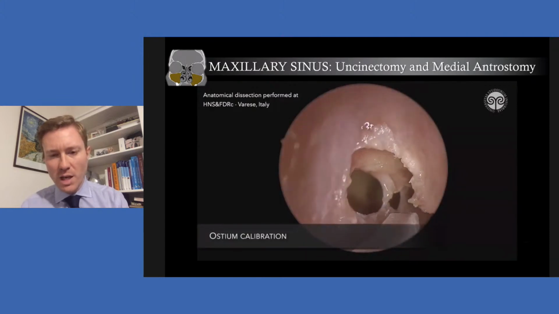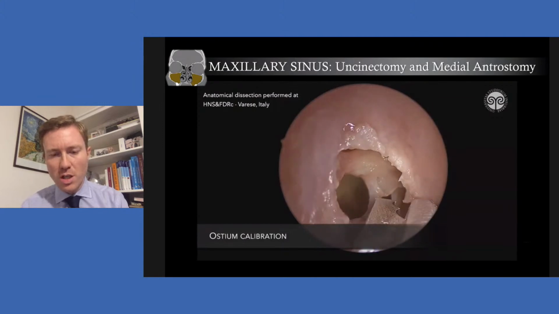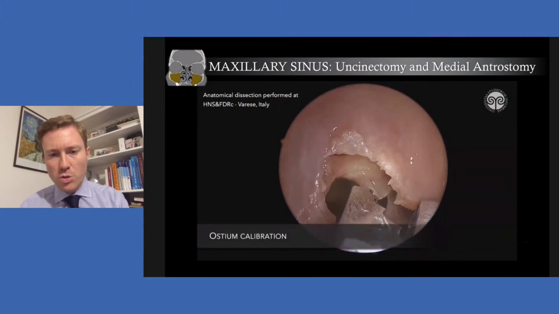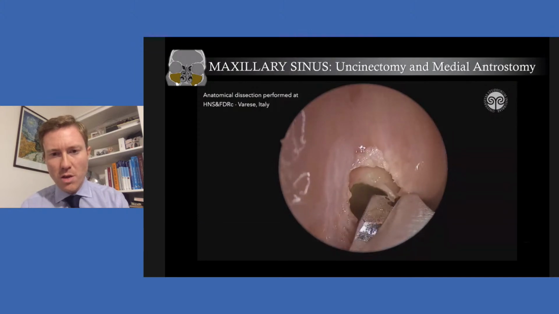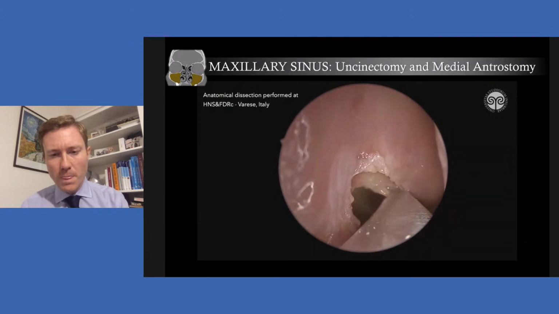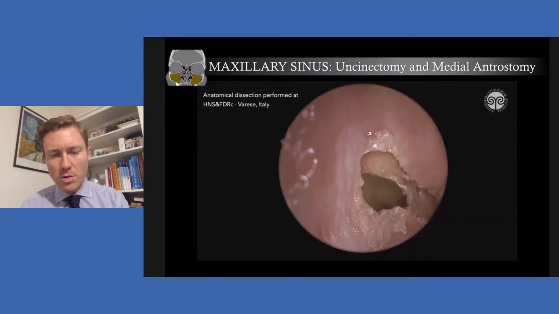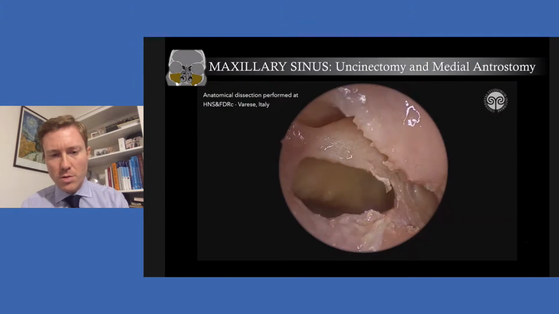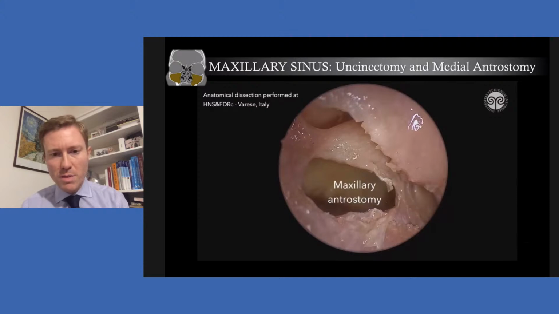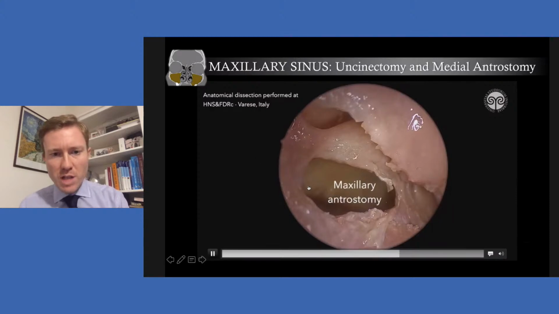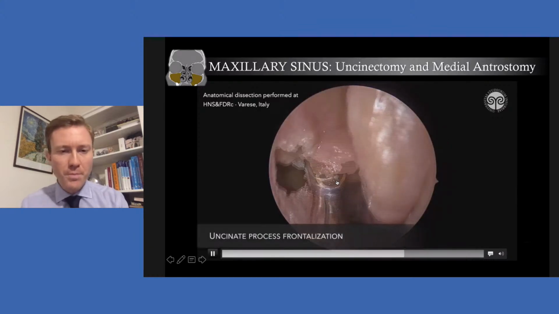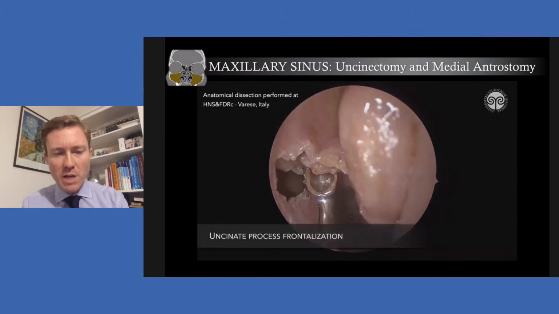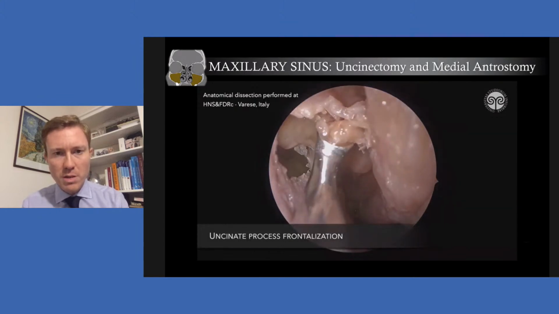After that, we can calibrate the ostium. We can join the natural ostium with the accessory ostium in order to create a very big ostium. Okay, and this is maxillary antrostomy. You can also see at this level the impression of the second branch of the trigeminal nerve that runs at the level of the floor of the orbit.